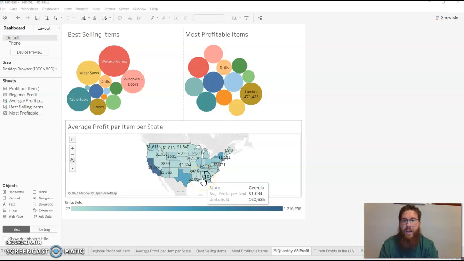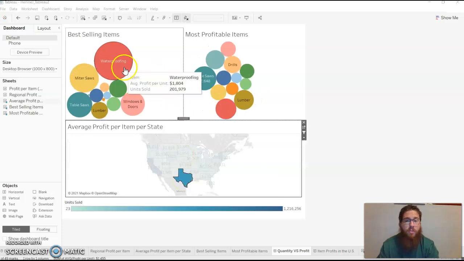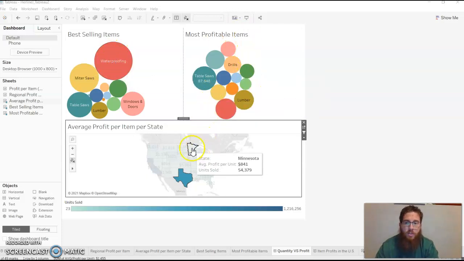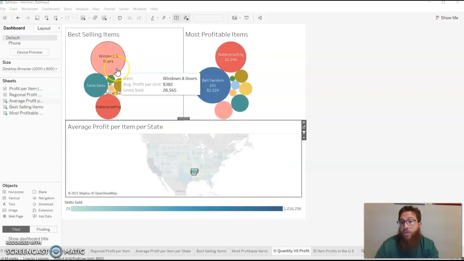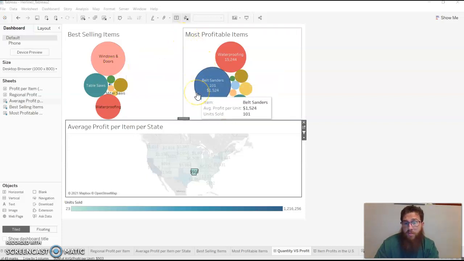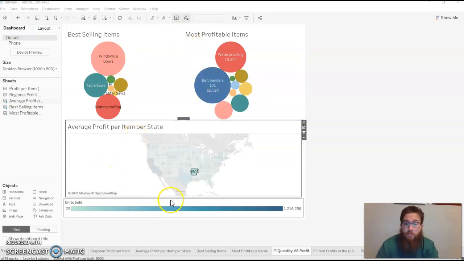What I like about my dashboard is you can do a couple of things here. If you want to interact and look at the state of Texas, you can see the best selling item and the most profitable items for the state. Let's check out my hometown of Arkansas. Windows and doors are the highest selling item, but profit-wise, belt sanders are the most profitable.